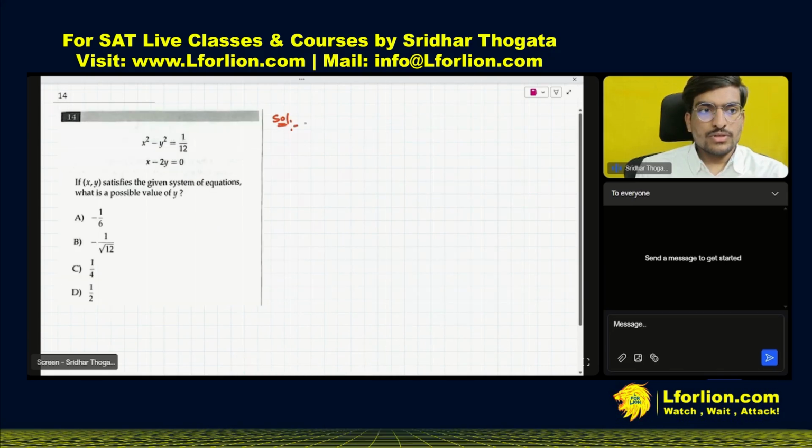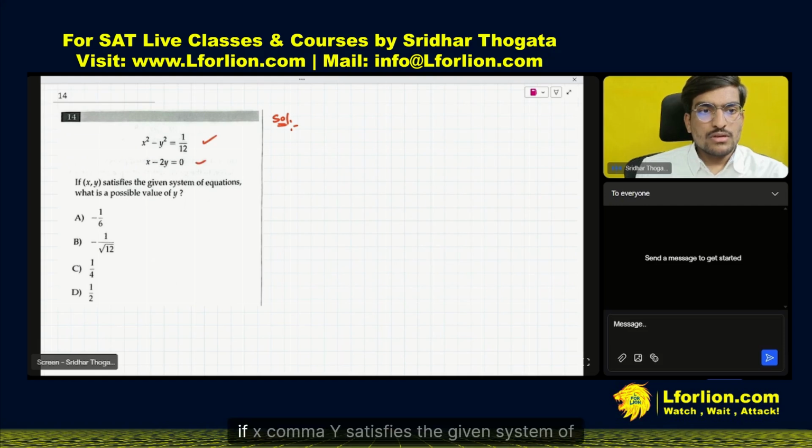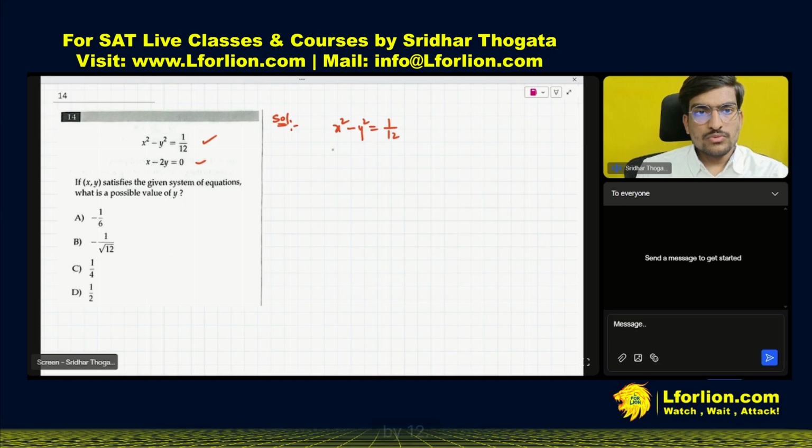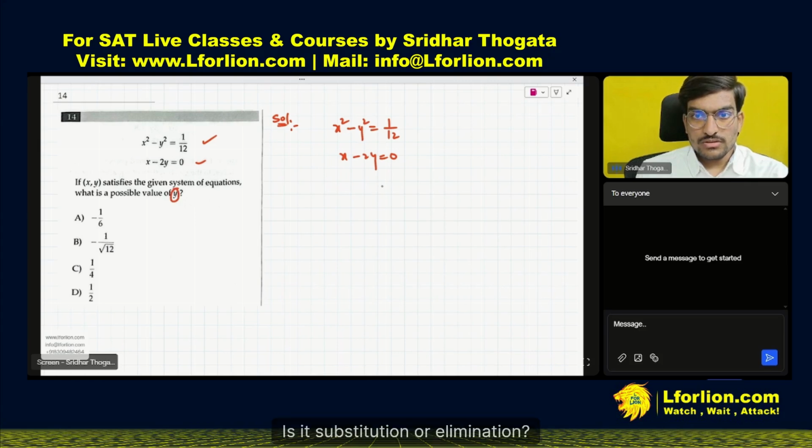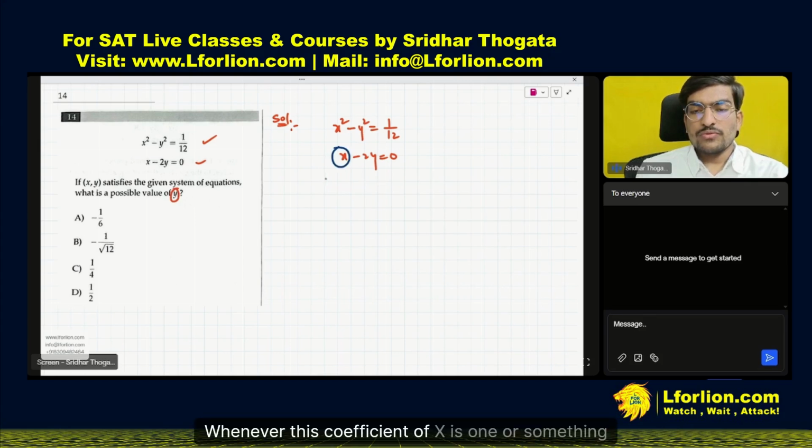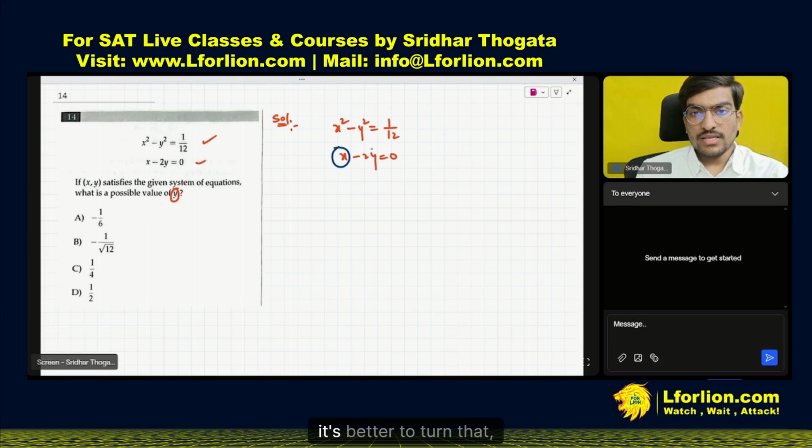Question number 14. The given two equations, if x comma y satisfies the given system of equations, what is the possible value of y? The given equations are x square minus y square equals 1 by 12, and the other equation x minus 2y equals 0. We have to find the possible value of y. What is the best way? Is it substitution or elimination? Whenever the coefficient of x is 1 or something like that, it's better to use substitution, because it's easy.